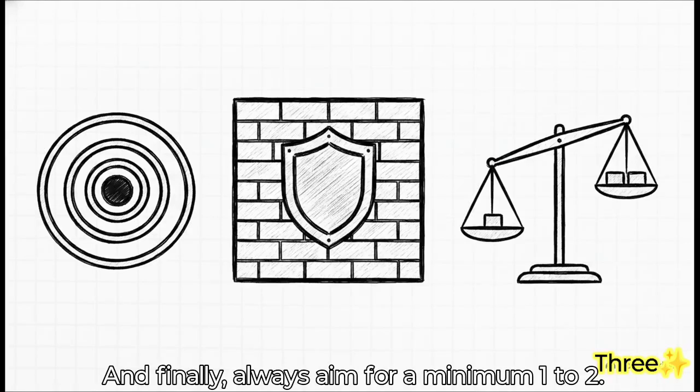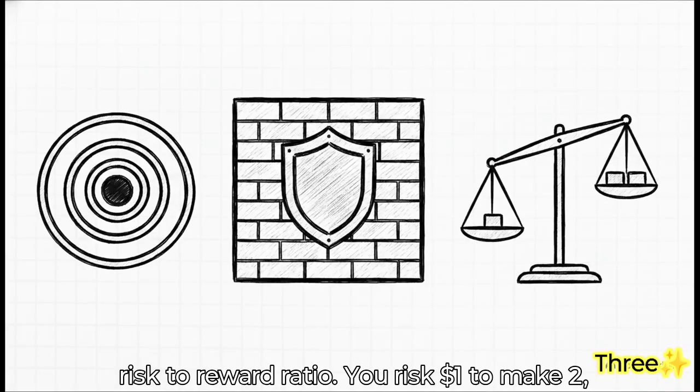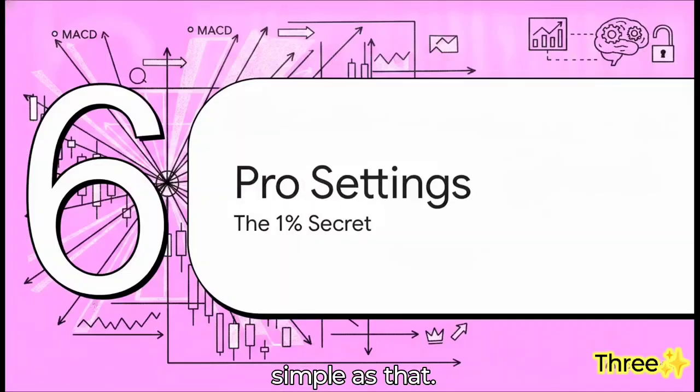And finally, always aim for a minimum 1 to 2 risk-to-reward ratio. You risk $1 to make 2. Simple as that.